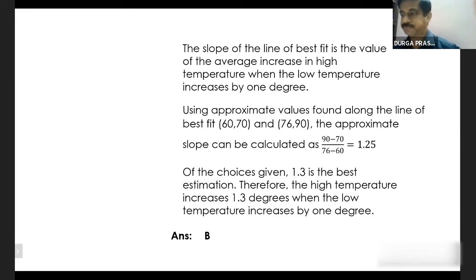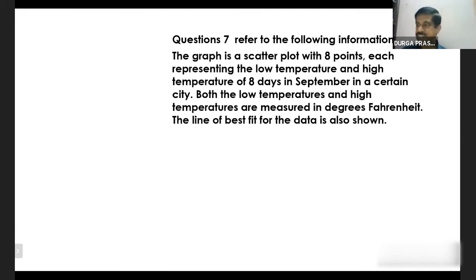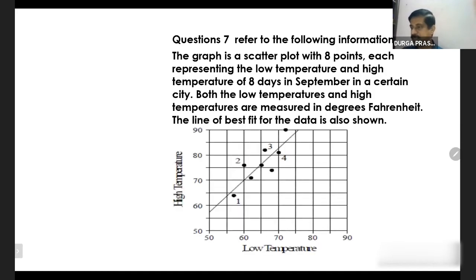Okay, children, let us go to the next question. Question 7, refer to the following information. The graph is a scatter plot with 8 points, each representing the low temperature and high temperature in 8 days of September. Same question, same data. The information is the same. Only the question will change. So let us see what that question is, connected to the same graph that we have discussed before.